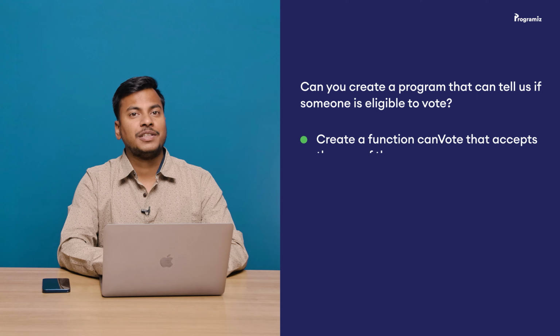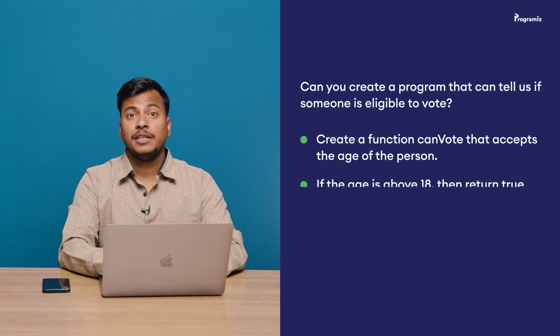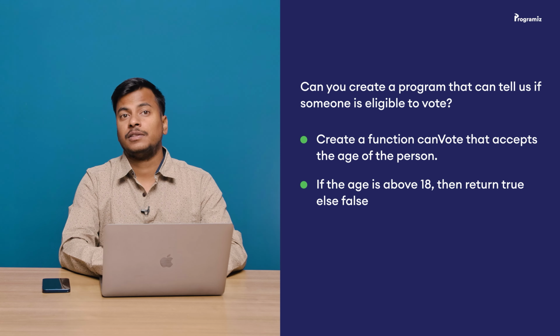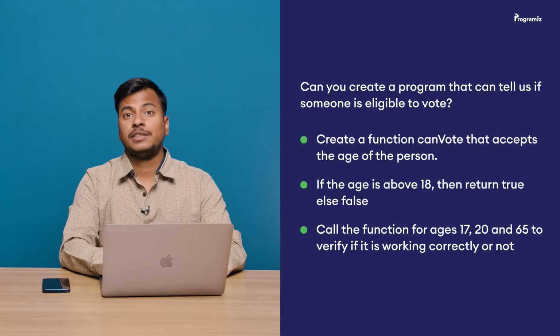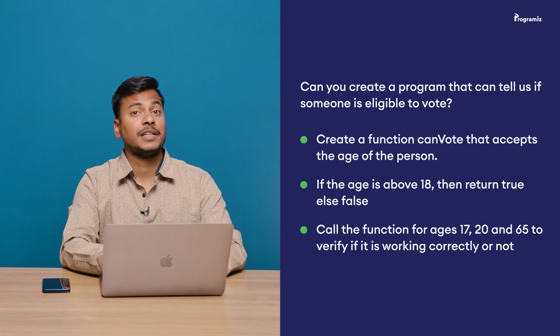Now to practice what we have learned, here is a programming task for you. Can you create a program that can tell us if someone is eligible to vote? For this, create a function canVote that accepts the age of a person. If the age is 18 or above, then return true, otherwise false. Call the function for ages 17, 20 and 65 to verify if your function is working correctly or not.